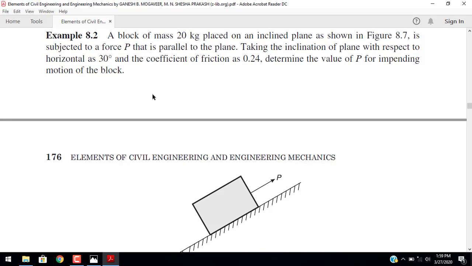Now let us move on to the second example. A block of mass 20 kg is placed on an inclined plane as shown in the figure. It is subjected to a force P that is parallel to the plane. Taking the inclination of the plane with respect to the horizontal as 30 degrees and the coefficient of friction as 0.24, determine the value of P for impending motion of the block.